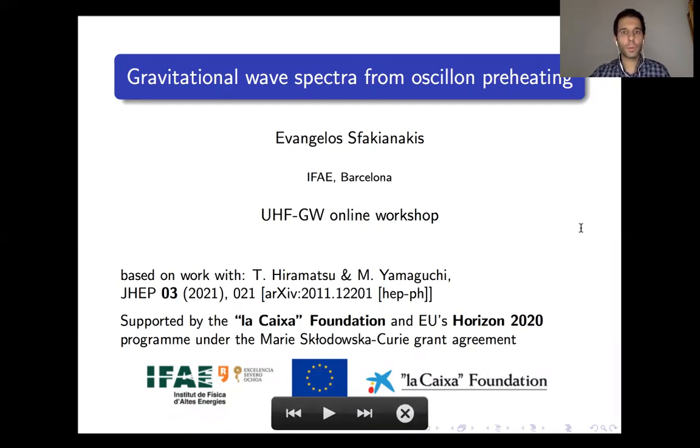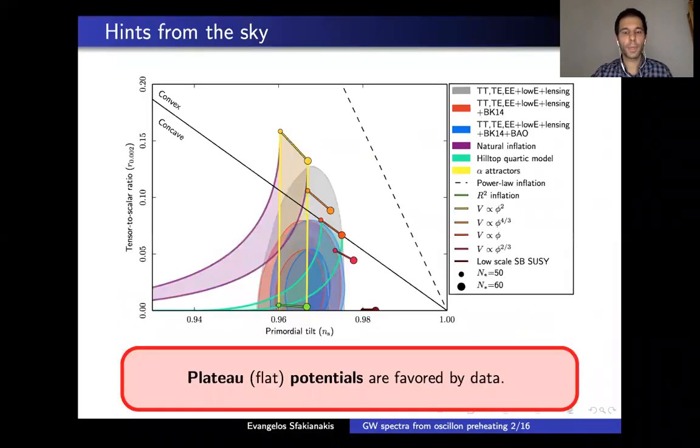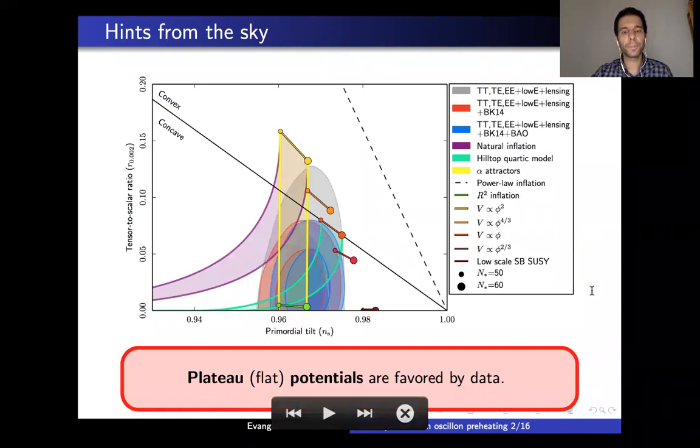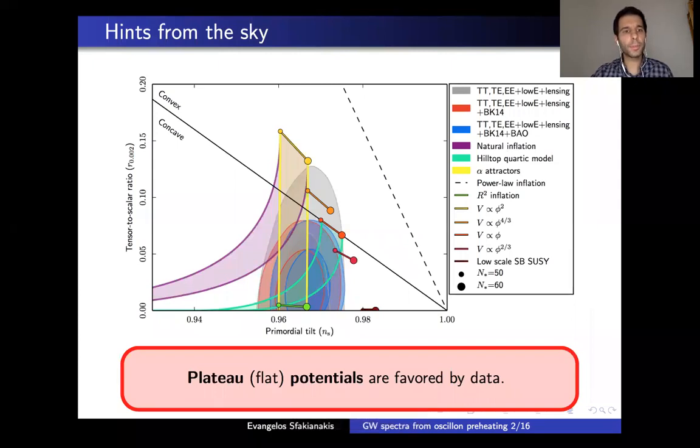My talk is about gravitational wave spectra and their features from preheating after inflation, where oscillons are formed. So let's take a look at the data we have and the preferences those data have, in a sense, for inflationary models. These are the latest results from the Planck satellite mission.